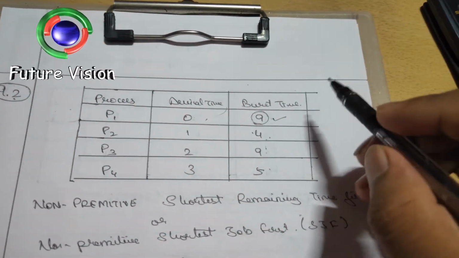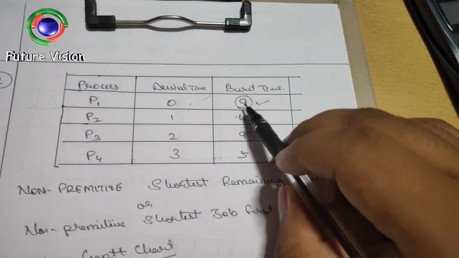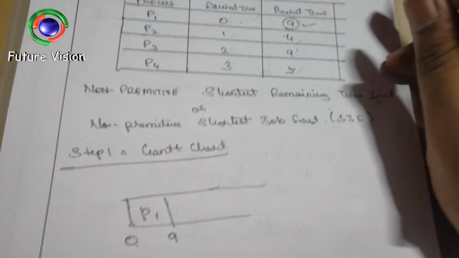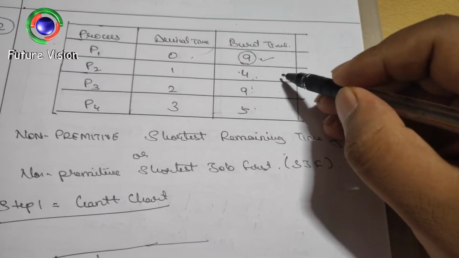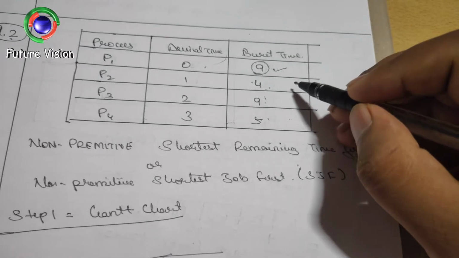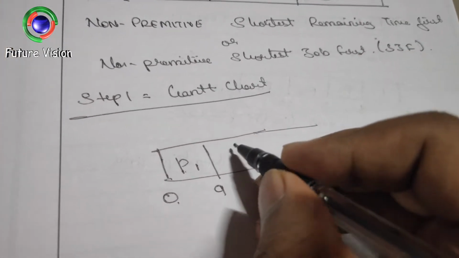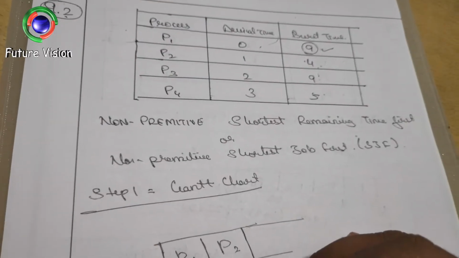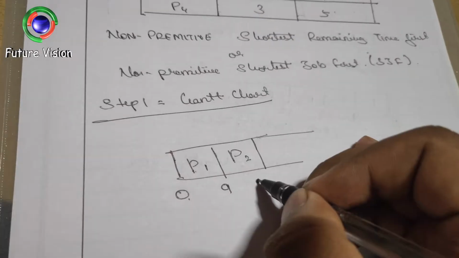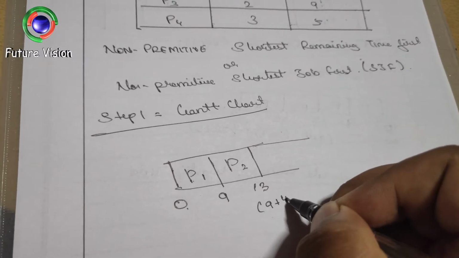Okay, now P1 has completed its execution because it is not stopped, and it is completed till 9th millisecond. Now among 9, 4, 9 and 5, the shortest burst time is 4, which is process 2. So the Gantt chart's next process would be P2 with 4 milliseconds. So 9 plus 4 is 13.